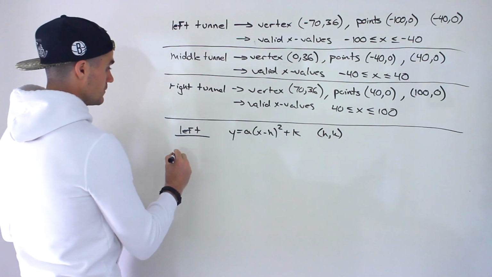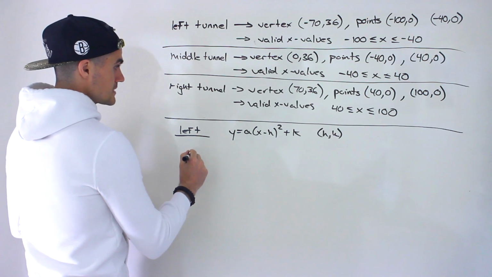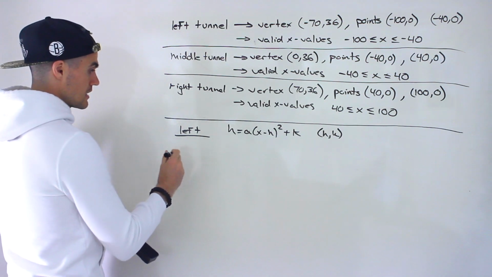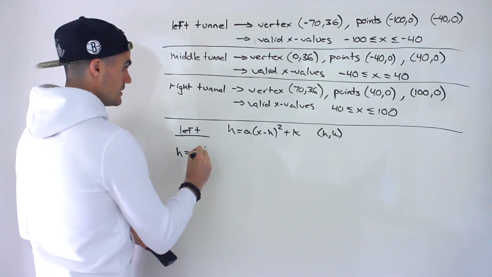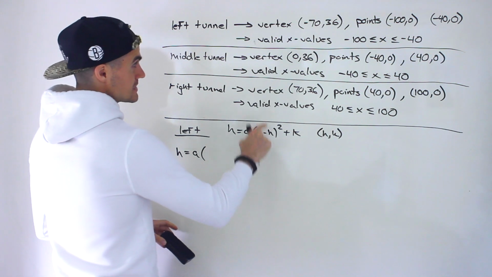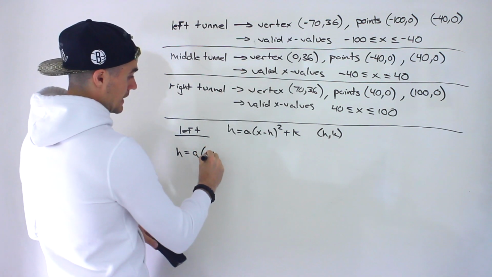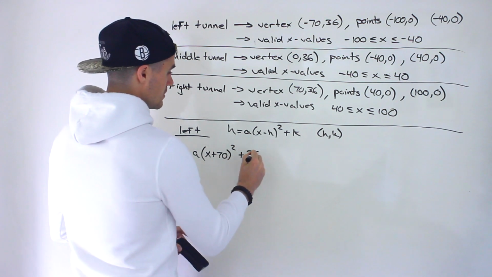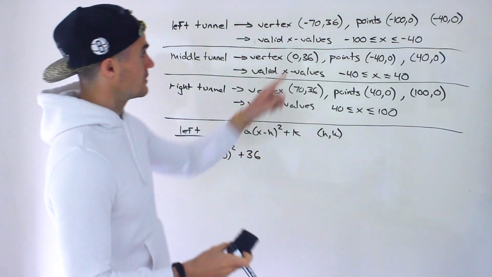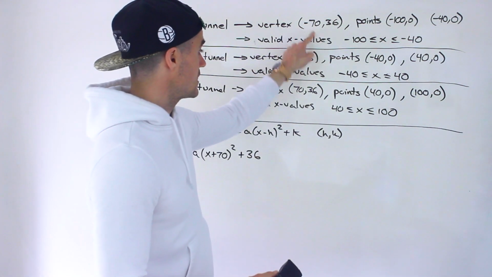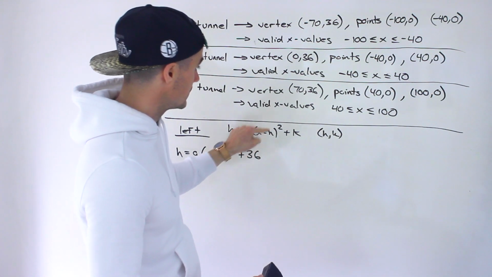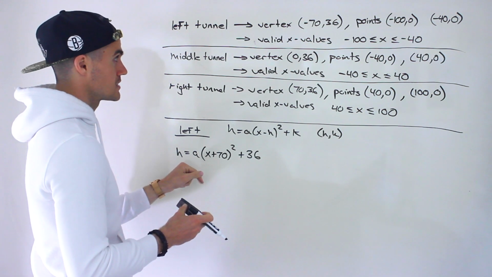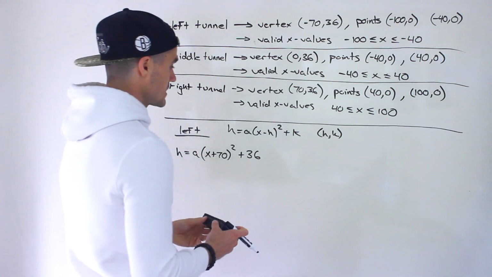So starting with the left tunnel, we're going to have, and in this case, let's use h instead of y to represent the height. So we'll have h equals a, x minus -70. So that ends up being x plus 70 squared plus 36, right? We're using this vertex over here, and this vertex, the h value is -70, so x minus -70 is x plus 70. We've gone through that a bunch of times. And then the k value is just 36.